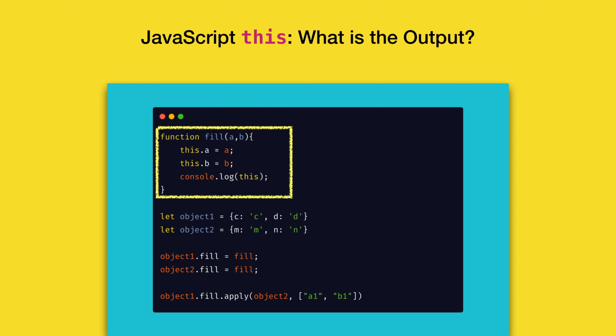How do I know what this is? Well, this will refer to the caller who will call this function. And the caller could be anyone. It could be a global object or any other object.